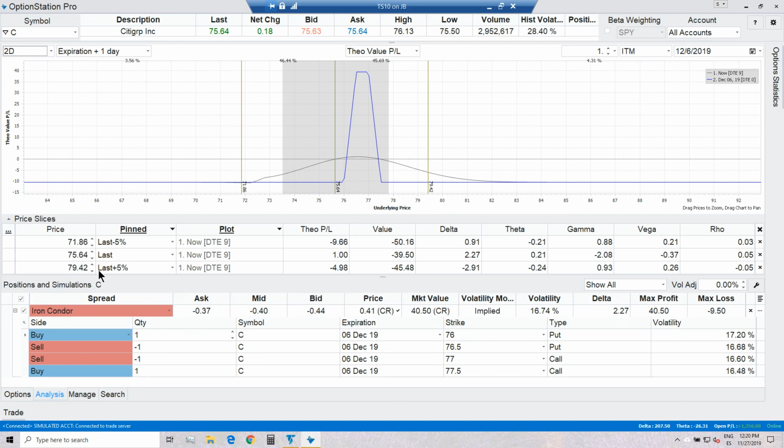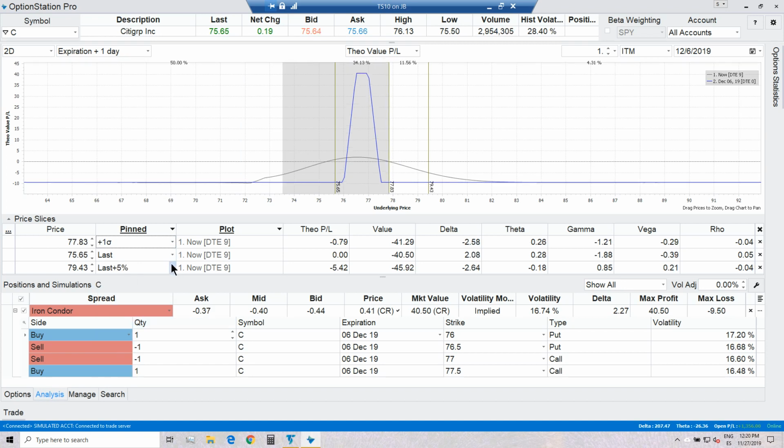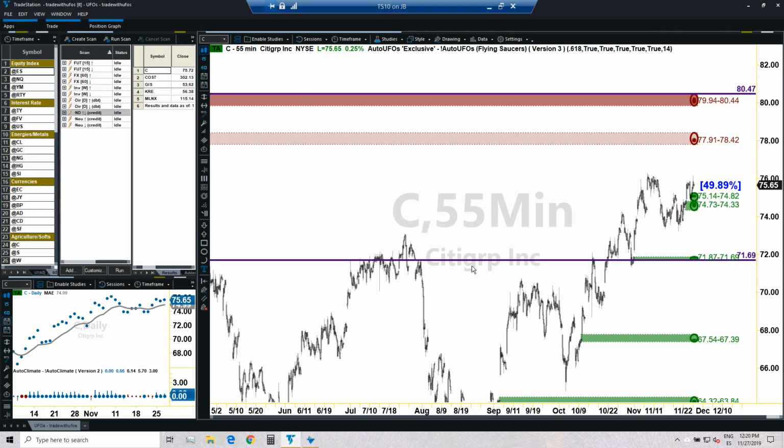Because the moment you do that, TradeStation will place the iron condor in our Analysis tab, and we'll be able to add +1 standard deviation above, -1 standard deviation below, and therefore measure and quantify the range that is likely based on probabilities, which is between 73.5 and let's call it 78. So 73.5 and 78, it's certainly happening way before 80.5.